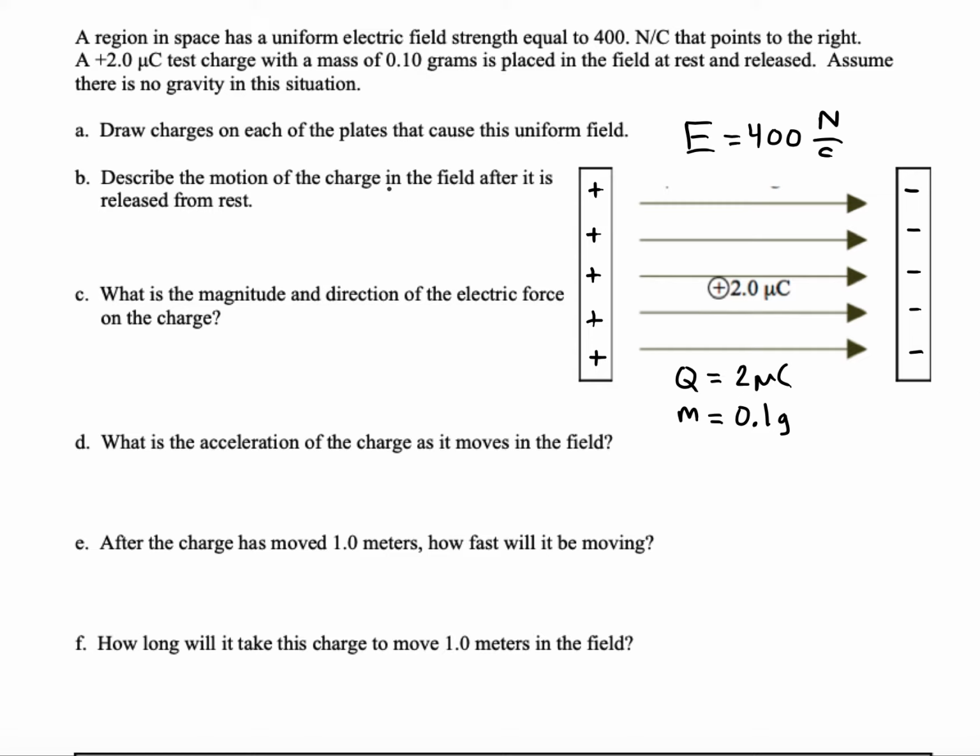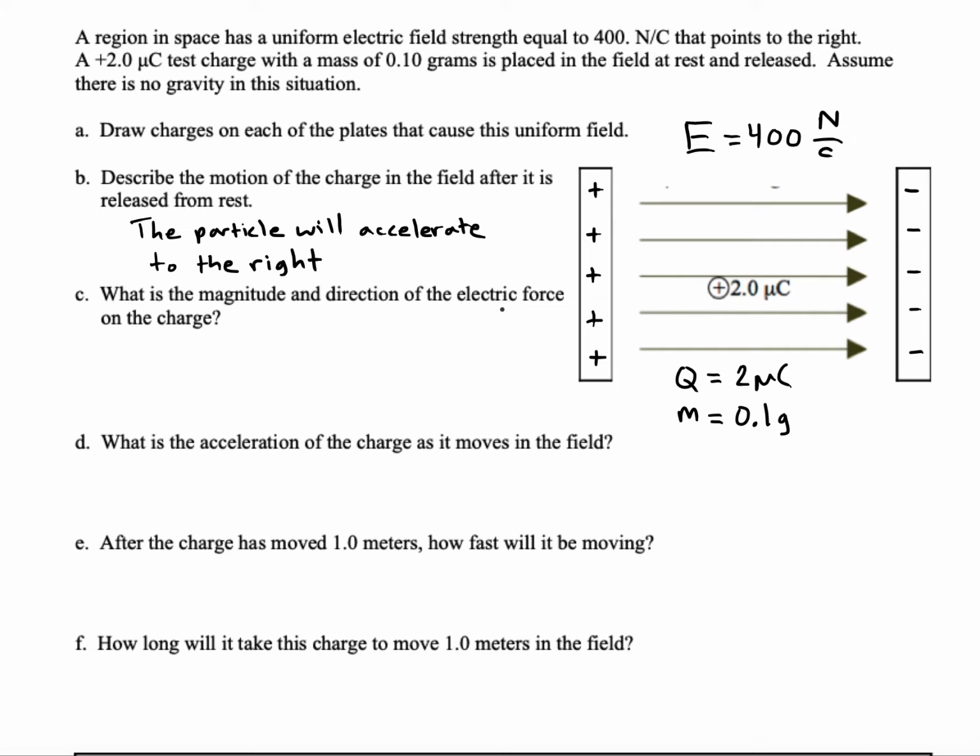Can we describe the motion of the charge in the field after it's released from rest? Because this is a charged particle, it will respond to the external field that it's in. So what will happen is it'll accelerate. Which way will it accelerate? Well, positives are attracted to negatives. So it'll accelerate to the right. It'll follow the field lines, and that's what positive test charges do. They are pushed in the direction of the field.